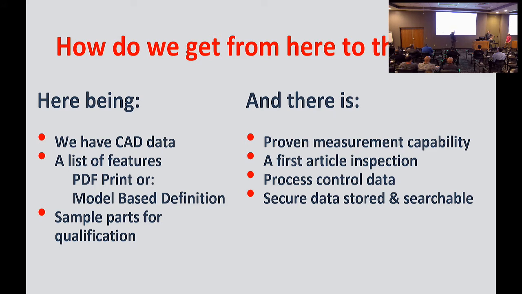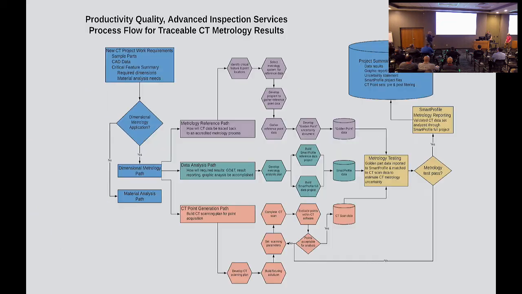Mostly they were looking for first article data. I've got 32 features. I need pass-fail on those 32 features. But also, they have certain process control requirements, looking at certain key features so they could better steer their process. And at the end, they wanted to make sure that the data was secure, stored, searchable. So that was kind of the goal of our process. And so what we came up with was a big flow chart.